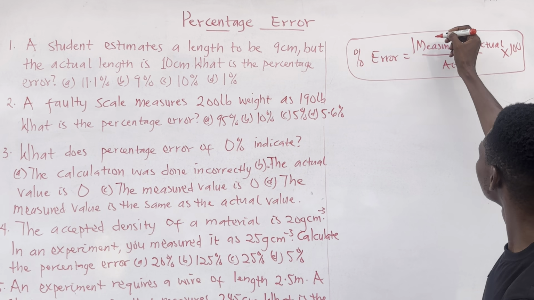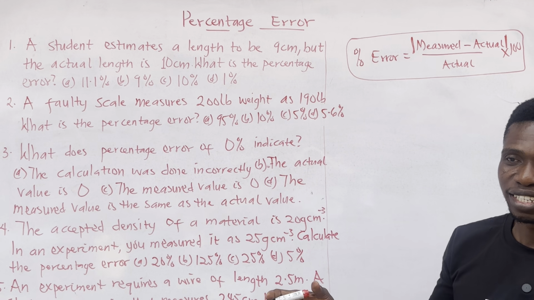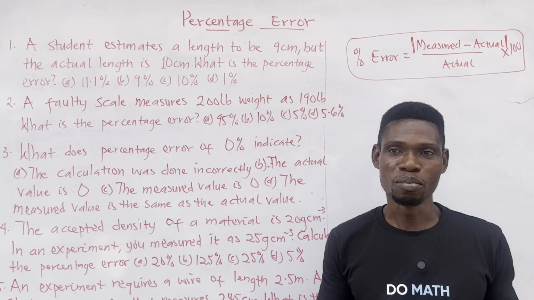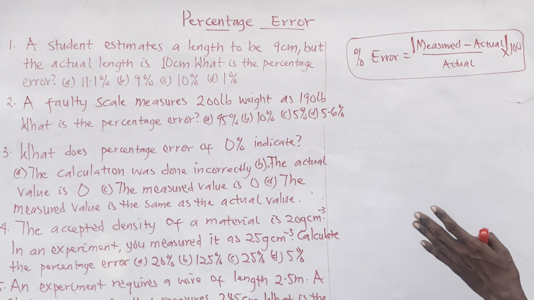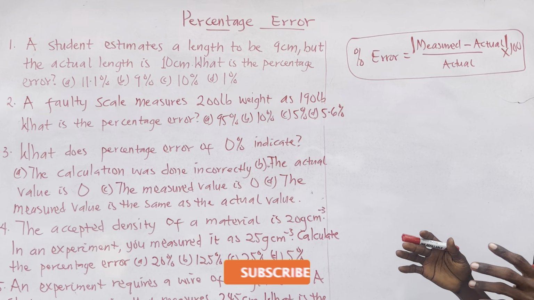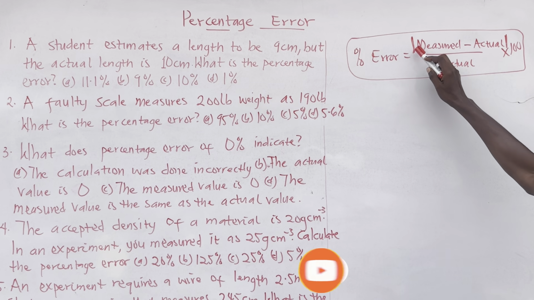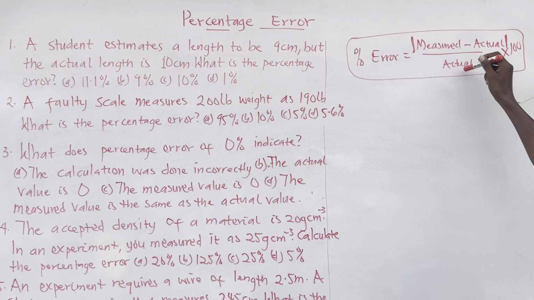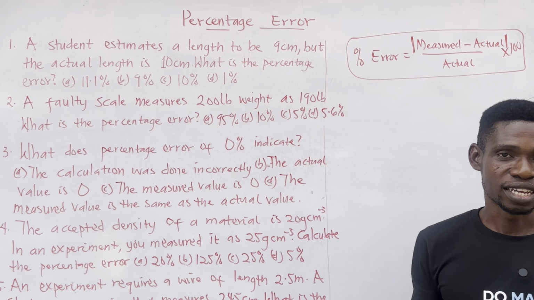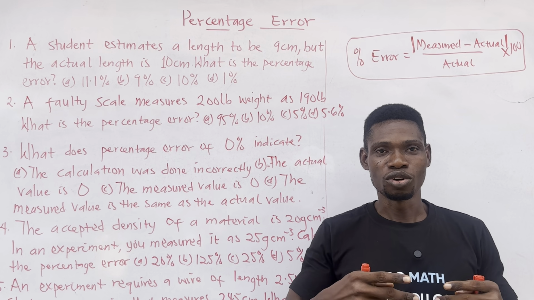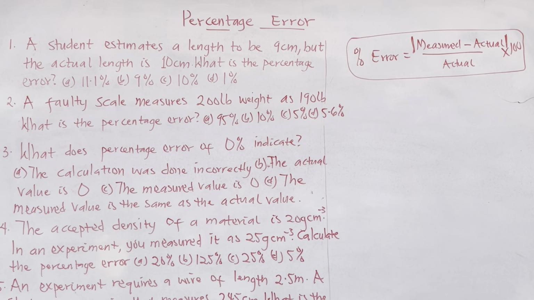Note that this is absolute. We're not interested in the sign. We're interested in how big the error is. So that's what percentage error measures. So the measured value minus the actual value, or the actual value minus the measured value, depending on which one is bigger, but the minus sign is taken care of already by this absolute sign. So measured minus actual over actual times 100 gives us the percentage error. Remember what I said, percentage error tells us the magnitude or how large the error is. So that's the essence. So let's solve some problems.